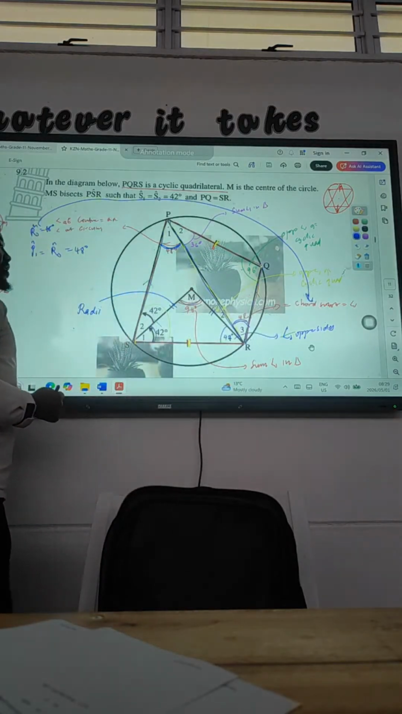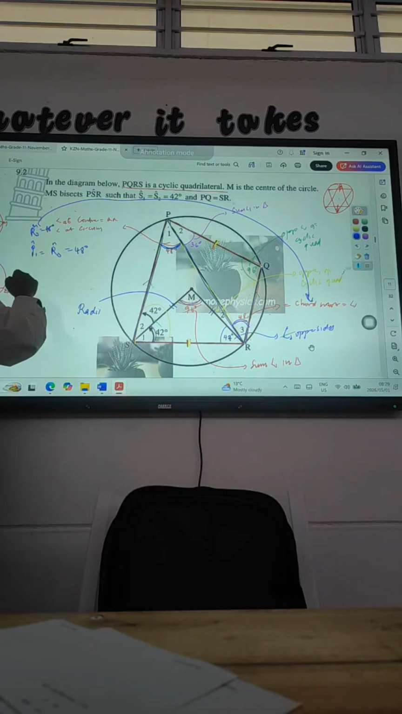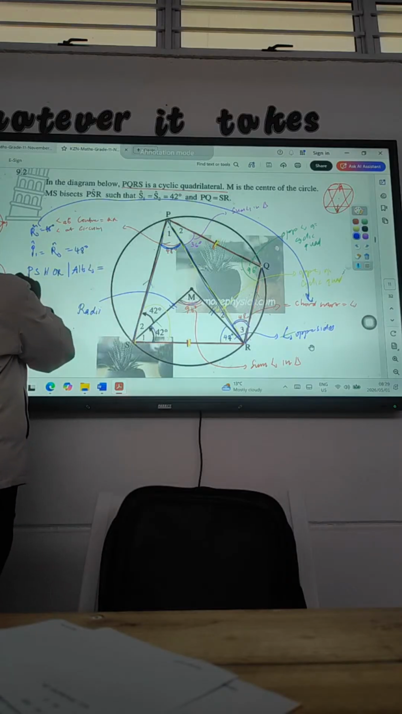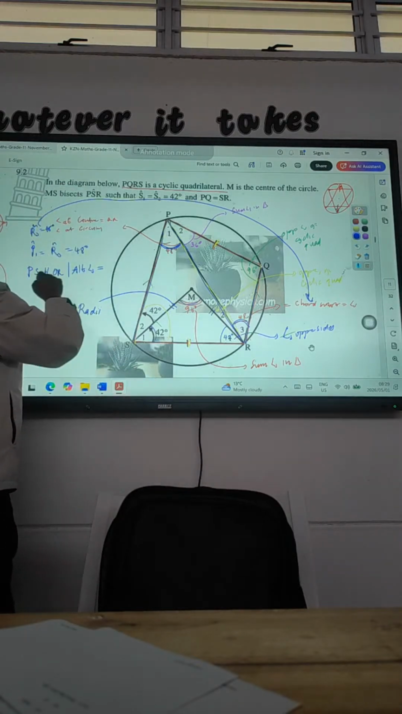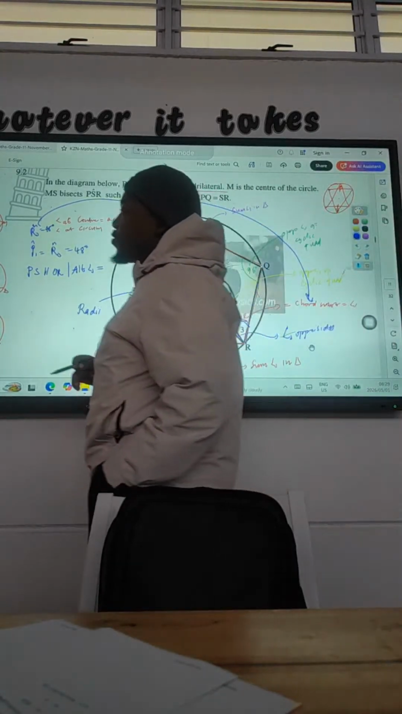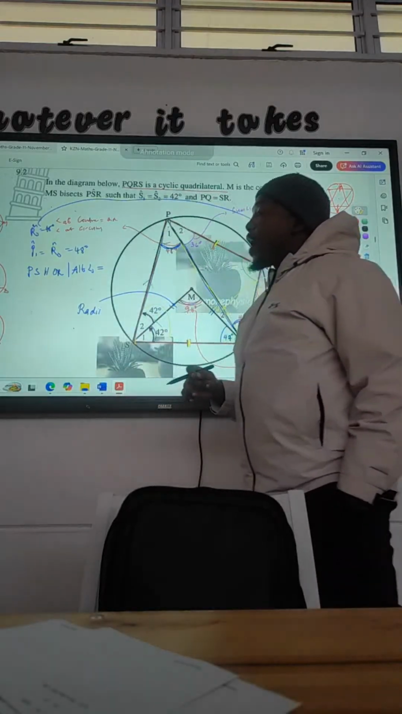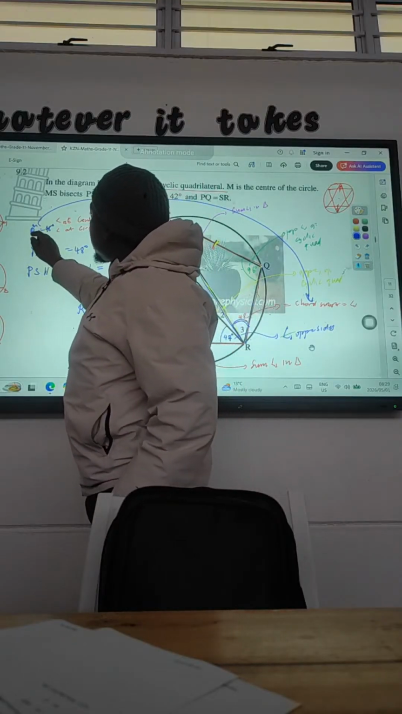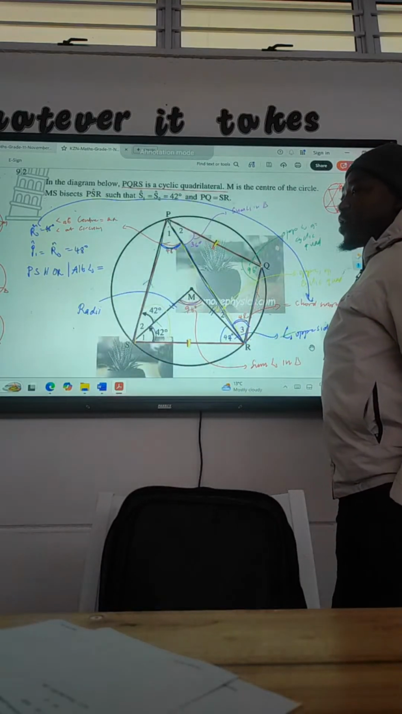Then you write down that reason, and because both of them are equal, then we can say yes, my PS is parallel to QR, right? And then we say alternate angles are equal, right? Our alternate angles are equal. That's the reason why we say PS is parallel to QR. Yes? R3, yes. The reason was equal chords subtend equal angles.